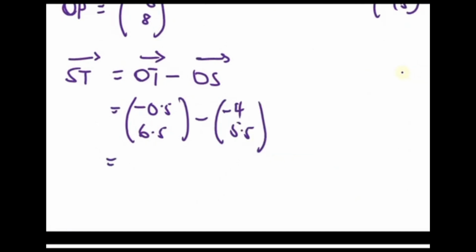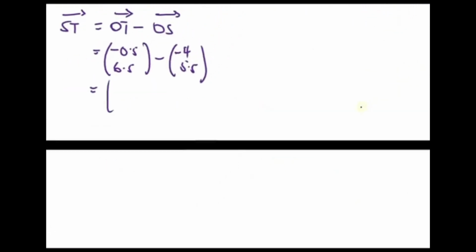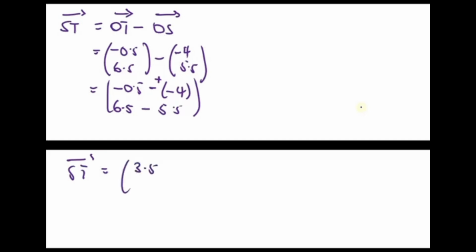So we can operate on corresponding components. This will give us negative 0.5 minus negative 4. Then we have 6.5 minus 5.5. So vector ST is equal to, negative multiply negative will give us positive, so we have negative 0.5 plus 4, that will give us positive 3.5. And then 6.5 minus 5.5, that will give us 1. So it means that vector ST is 3.5, 1.